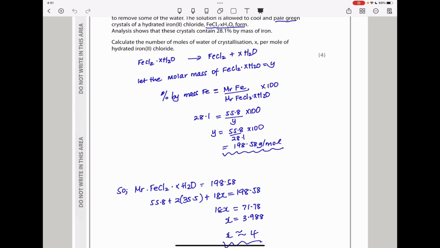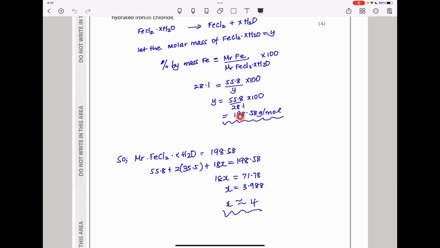So I know that, and that. I'm looking for this. So I make y the subject, and this is going to be 55.8 divided by 28.1 times 100, and I get 198.58 grams per mole. This is the molar mass, which is y. Remember, the question is asking you to find the number of moles of the water of crystallization. So since I know the molar mass of the whole thing, I need to subtract the mass of this, and I'll be able to find the mass of this thing. Since I know water is 18, this thing is going to be 18x. I can subtract everything from that, and I'll be able to get the answer.